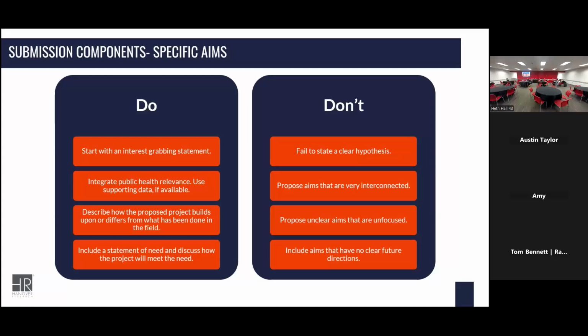You want to state what the public health relevance is early, again, because that's aligned with the mission of the National Institutes of Health. You want to describe how either the project builds upon something or it's going to be something that differs from what's already been done. So kind of how innovative it is, how it can contribute to the field. And then you want to include a statement of need, right? So there's this gap in communication disorder research, and my proposed project is going to address that gap. So you don't want to say there's a gap and then keep going. You want to say there's a gap and my work is going to fill that gap.